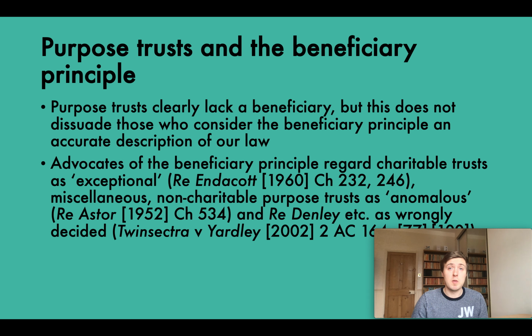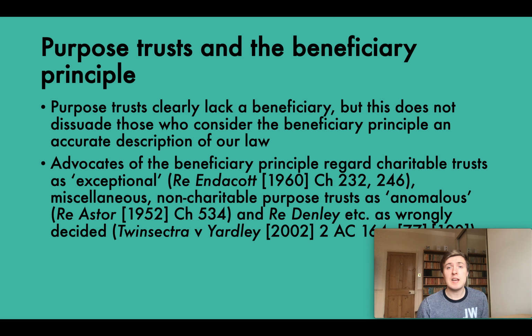So, these advocates of the beneficiary principle have an explanation for the three categories of purpose trust that seem to imperil or threaten the beneficiary principle. Advocates of the beneficiary principle regard charitable trusts as exceptional, miscellaneous, non-charitable purpose trusts as anomalous, and Re Denley as wrongly decided. So, academics have provided these explanations for all the derogations from the beneficiary principle. In other words, they're saying that the beneficiary principle basically holds true except for X, Y, and Z. In other words, the three purposes provided.